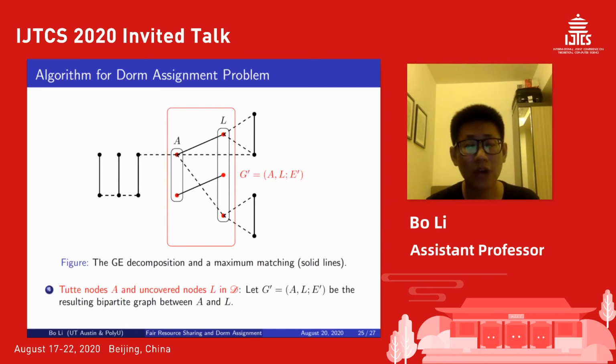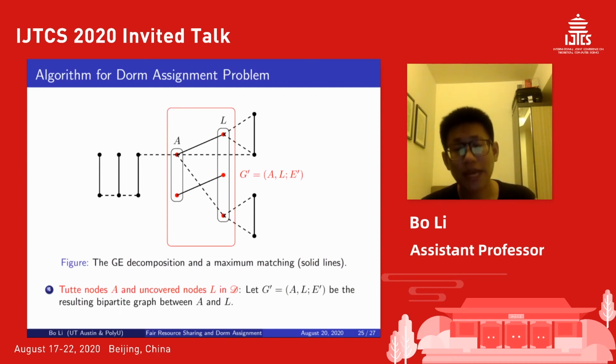Okay, so far we have accommodated agents in the even components and the agents in the odd components covered by the nearly perfect matchings. We already assigned them to some dorms. So the only unassigned agents are all agents in A, and for each odd component, there is one uncovered, unassigned agent, and we use L to represent all such agents. So there will be a resulting bipartite graph between A and L. We need to note that for each odd component, there is exactly one node in this set L. And there is a perfect matching between A and L.